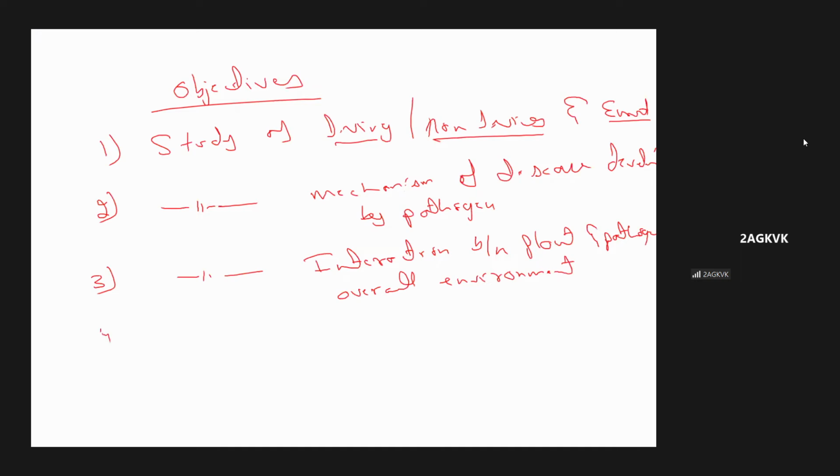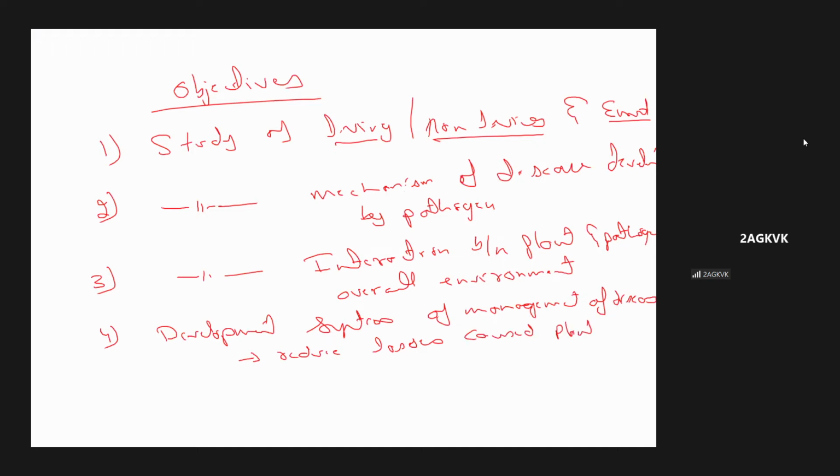And last but not the least is the development of systems of management of a disease. Basically we are concerned about a disease, especially the plant disease. And once you develop this management system, thereby you're going to reduce the losses caused by plant diseases.